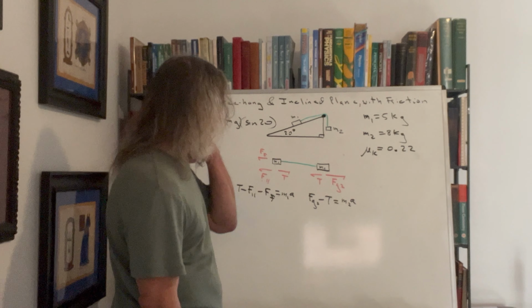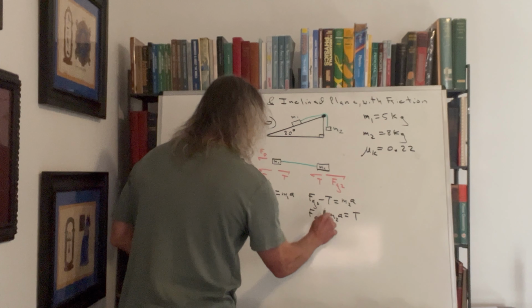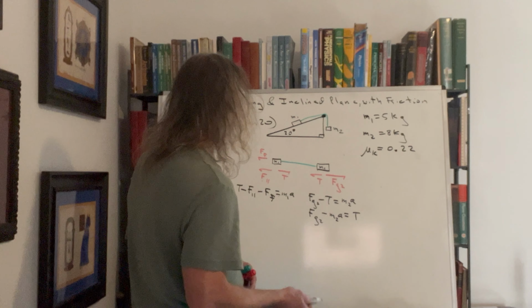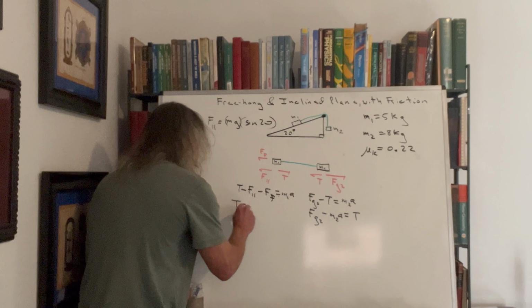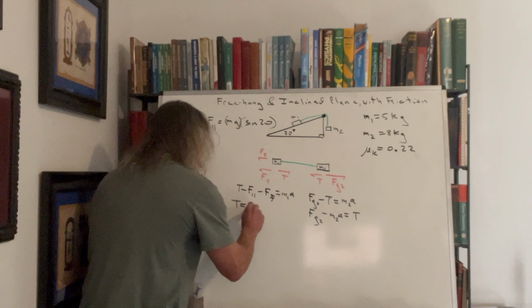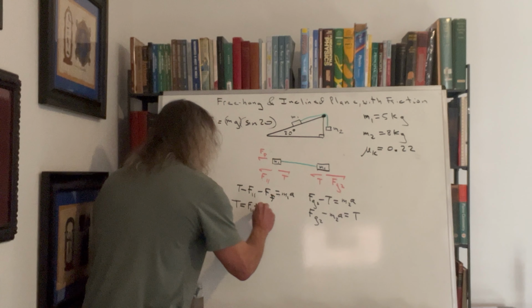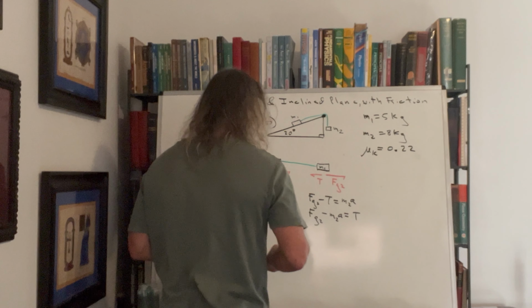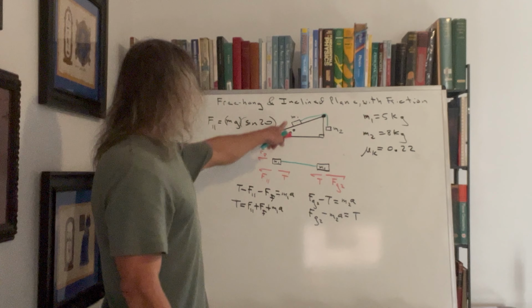So add T to both sides, subtract this from both sides. We have gravity that way, tension, force of gravity, parallel, force of friction. Add these to this side, and tension will be F parallel plus F friction plus M1A. Tension's the same in there.